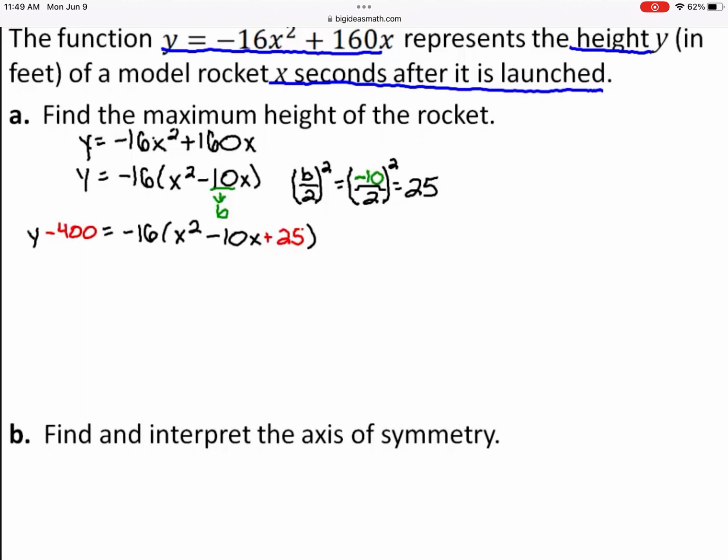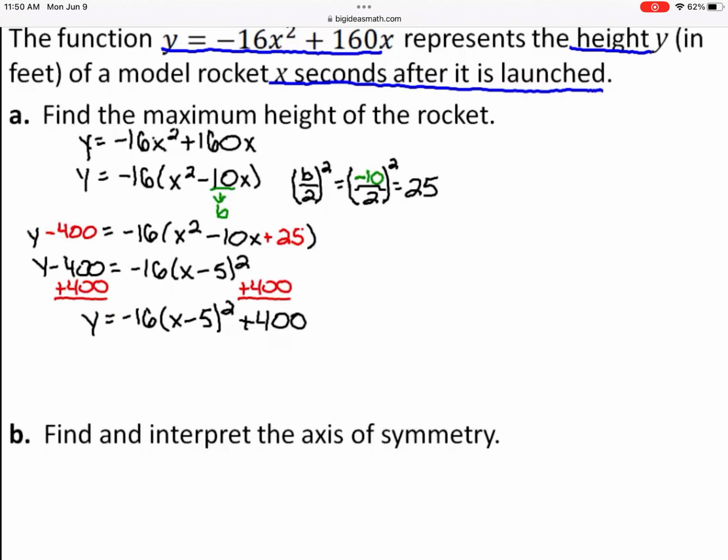Adding 25 inside the parentheses results in subtracting 400 from the right side of the equation. So to keep the equation balanced, you must also subtract 400 from the left side. x squared minus 10x plus 25 is a perfect square trinomial and factors as the quantity x minus 5 squared. Now solve for y by adding 400 to each side, giving you y equals negative 16 times the quantity x minus 5 squared plus 400.